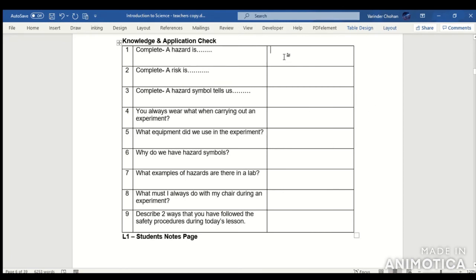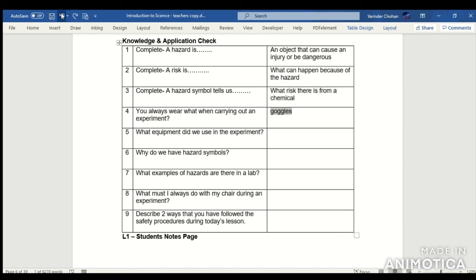Now have a go at the last knowledge check. Pause the video now. Now let's check the answers. A hazard is an object that can cause an injury or be dangerous. Question 2. What can happen because of the hazard? Question 3. What risk there is from a chemical?